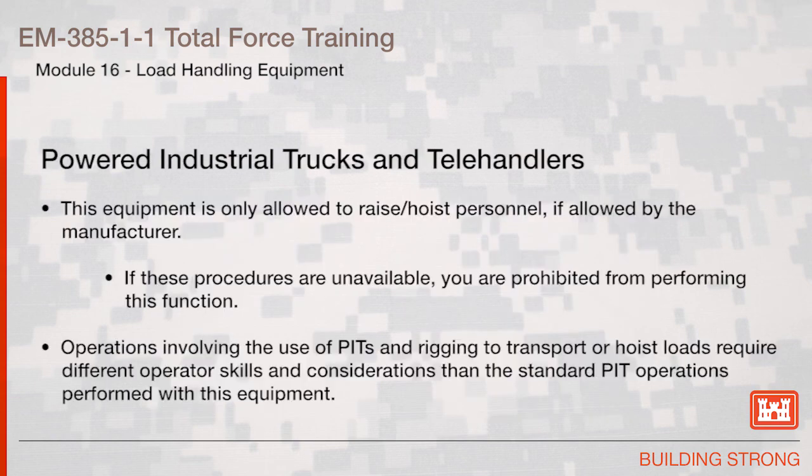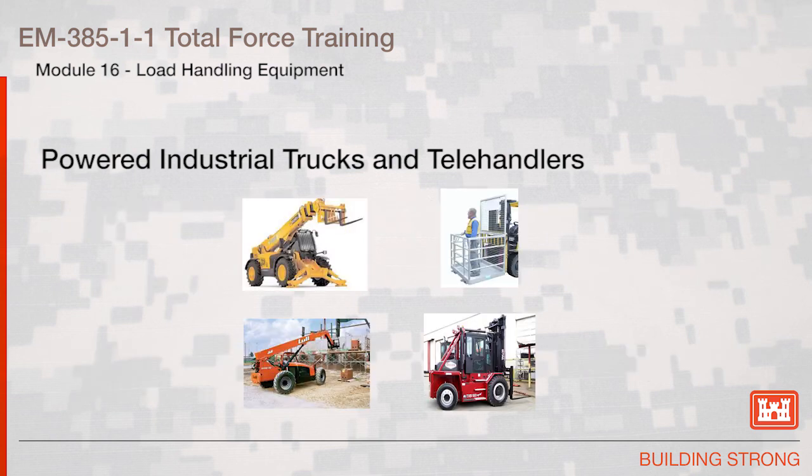For powered industrial trucks or telehandlers, this equipment is only allowed to raise or hoist personnel if allowed by the manufacturer. If these procedures are unavailable, you are prohibited from performing this function. Operations involving the use of powered industrial trucks and rigging to transport or hoist loads require different operator skills and considerations than the standard powered industrial truck operations performed with this equipment. The following images provide examples of powered industrial trucks and telehandlers.